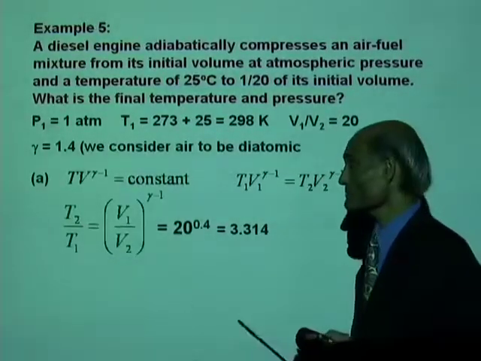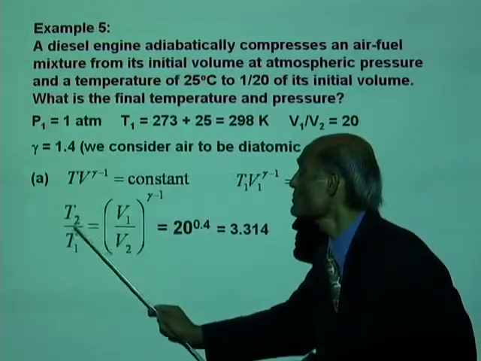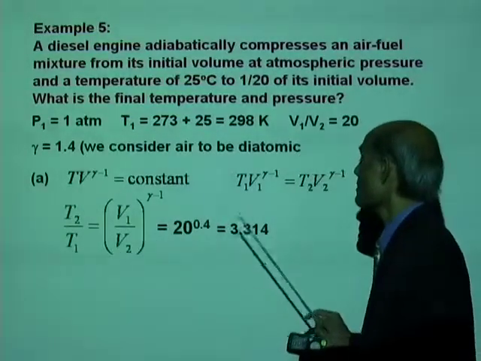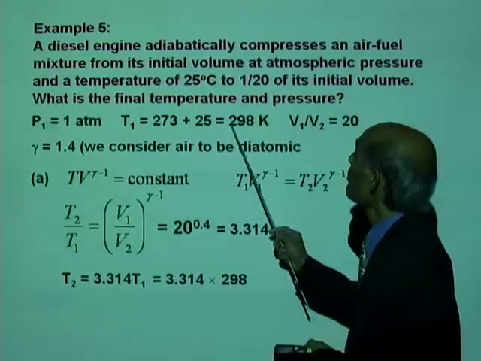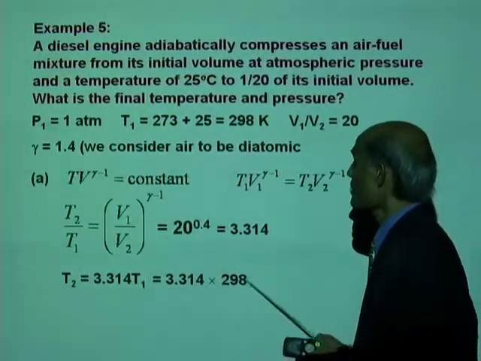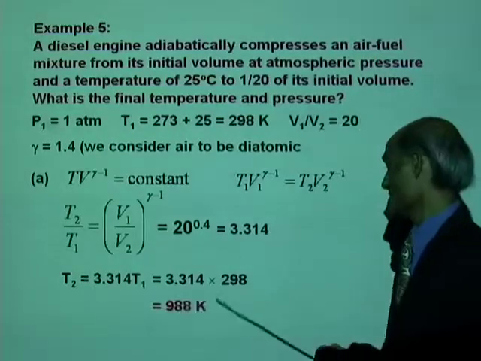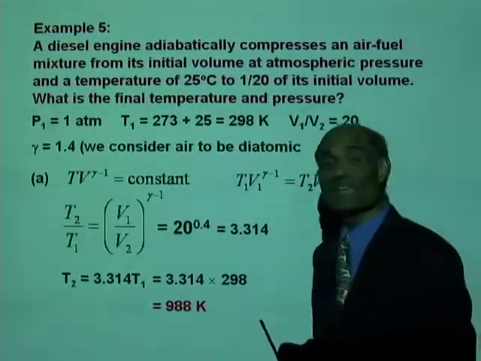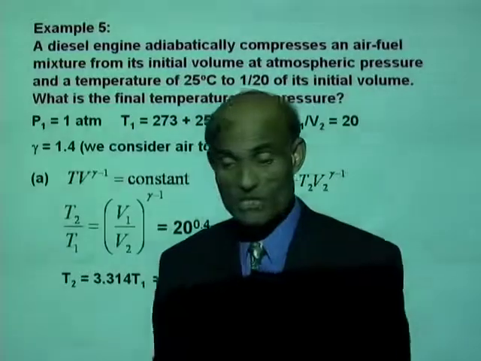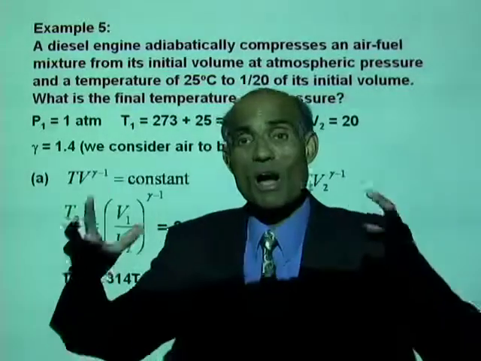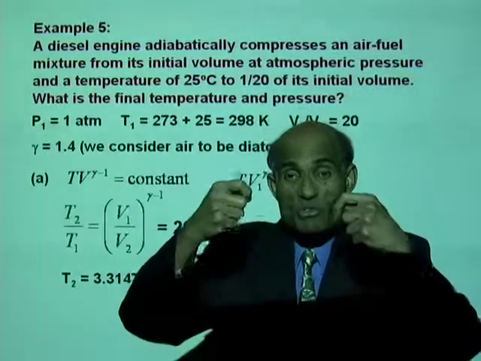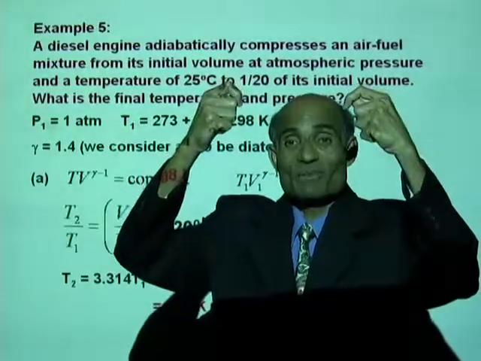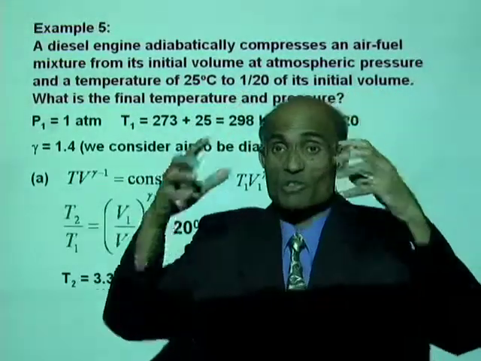3.314. Therefore, T2 is T1 times 3.314, and that is 3.314 times 298, that is 988 Kelvin. So inside the engine of your car, when the fuel mixture is compressed, the temperature increases to a very high value, and the pressure also increases.